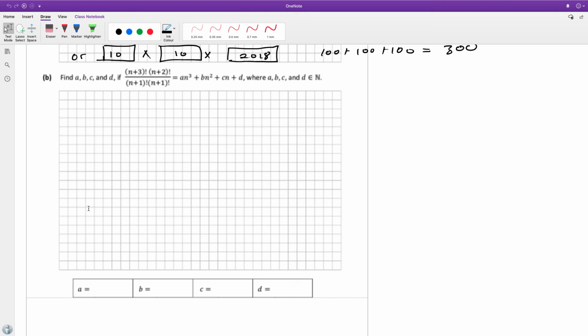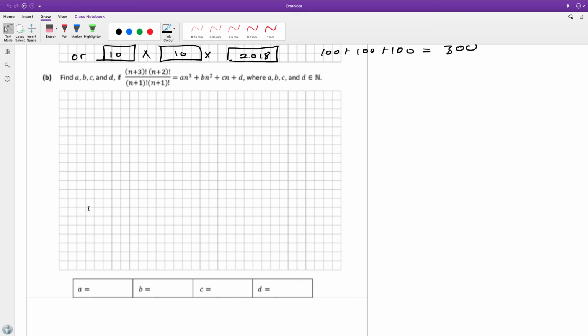A, B, C, and D. If (n plus 3) factorial over (n plus 1) factorial times (n plus 2) factorial over (n plus 1) factorial is going to be a n cubed plus b n squared plus c n plus d, where a, b, c and d are elements of natural numbers. Anyone? Any idea how we do these? Very similar, not as hard.